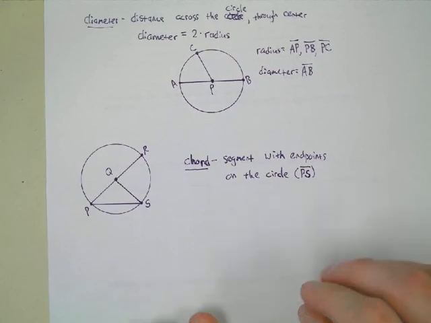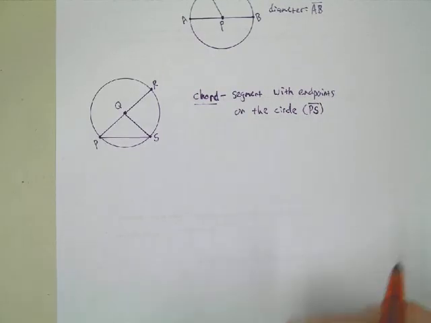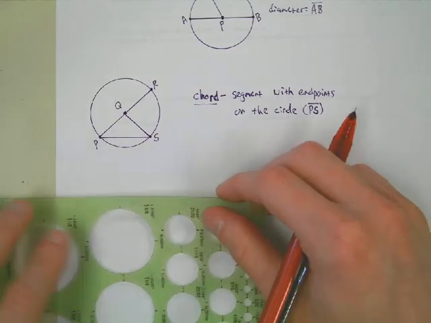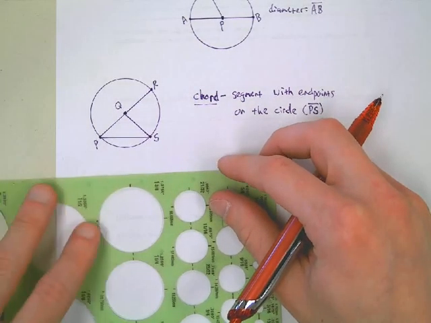All right. Two more new vocabulary terms we're going to look at, and then we'll have one more little problem, and then I'll get you guys started on one assignment. Okay. So we're going to draw one more circle here.